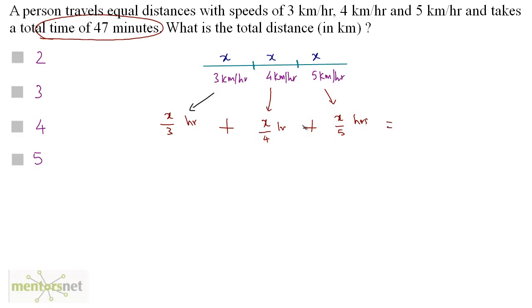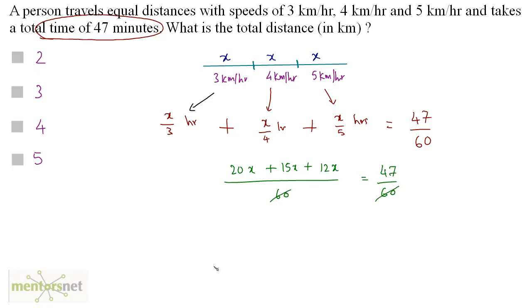But these times are in hours, so you'll have to convert 47 minutes into hours. Well, how do you convert it? Well, just divide it by 60. So 47 divided by 60. So on the left hand side you have, take the LCM of 3, 4 and 5, which is 60. 3 times 20 is 60, so 20x, plus 4 times 15 is 60, so we have 15x, plus 5 times 12 is 60, so we have 12x, equals to 47 by 60.